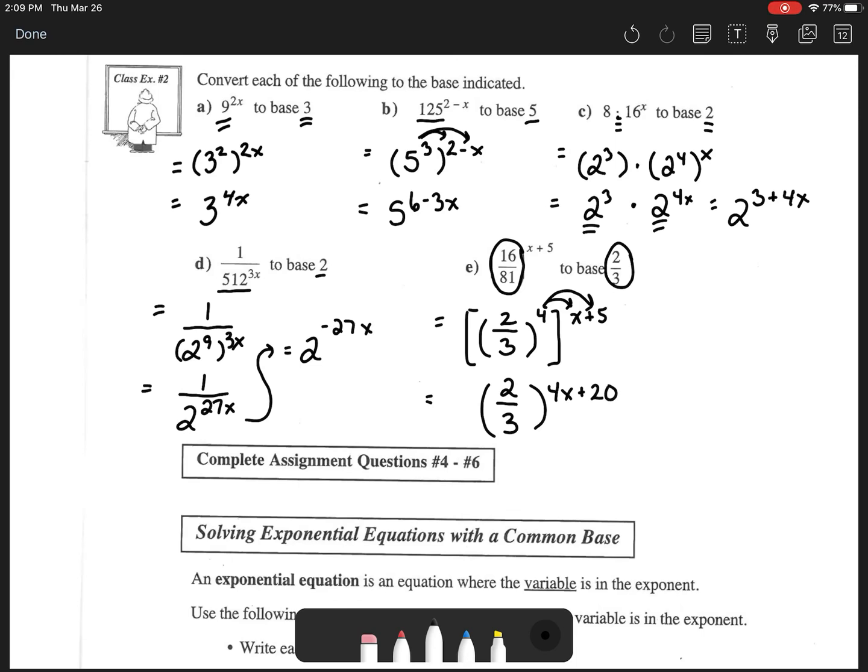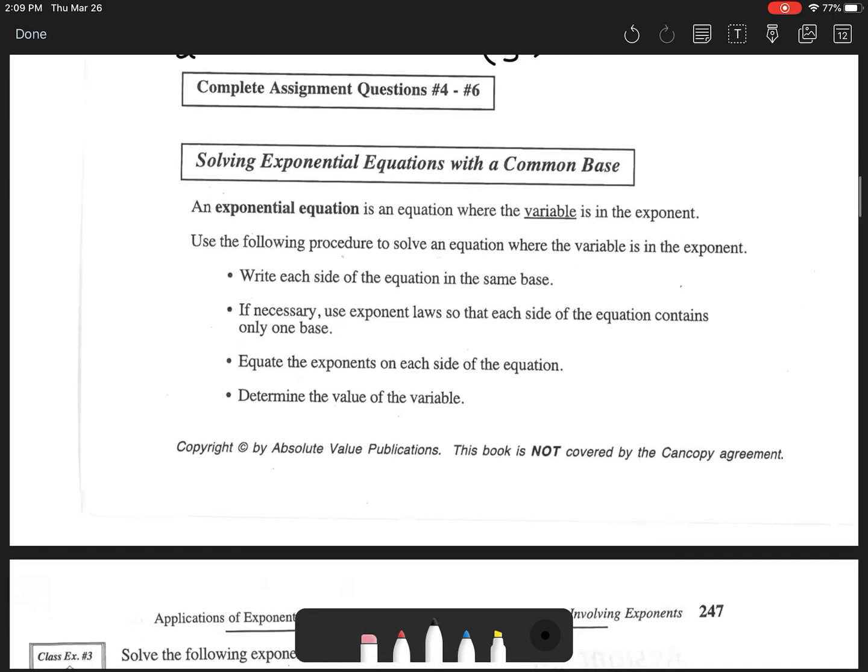Okay, good. So those are just converting expressions to different bases. The reason we do that is because we really want to move on to solving equations, okay? And to do that, we use the same basic principles. So it says an exponential equation is an equation where the variable is the exponent. So use the following procedures. So first thing is write each side of the equation in the same base. Now, you won't always be able to do that as we move through the chapter, but for the first couple lessons we will, and that's always your first look to see if we can do that. If necessary, use exponent laws so that each side contains only one base.